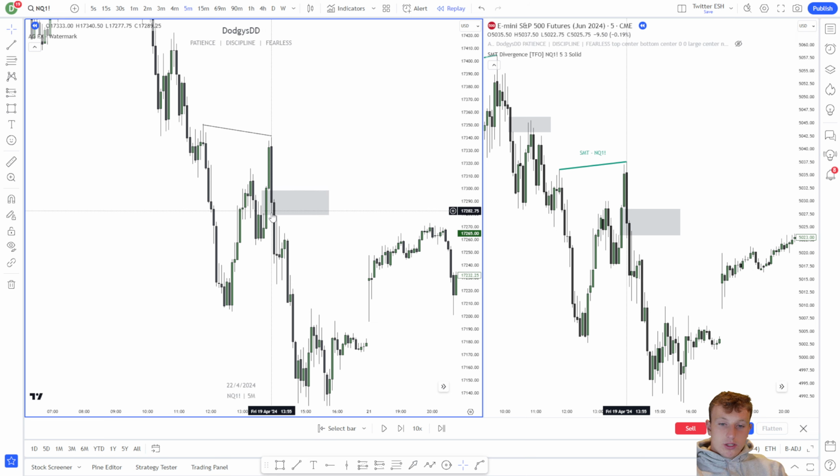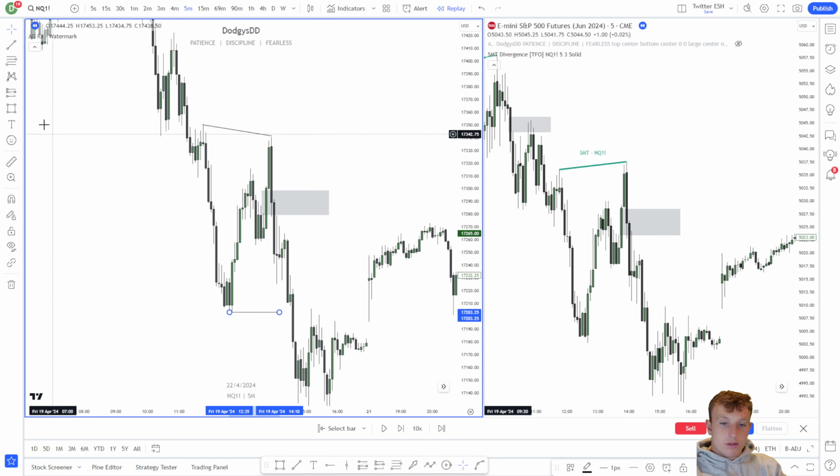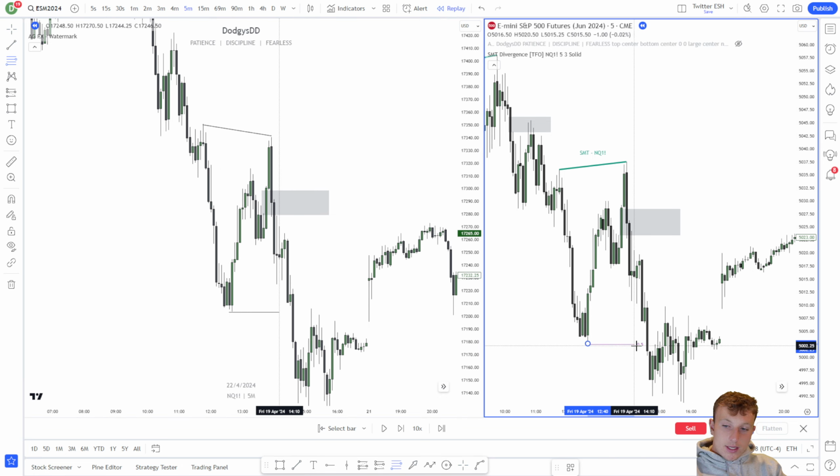So this is just a common sense SMT where I see the SMT in hindsight. I see we violated or dumped through this bullish gap, which we probably would have bounced off if the bias is bullish. So now I expect us to go to the next low, which is down here on both indexes.